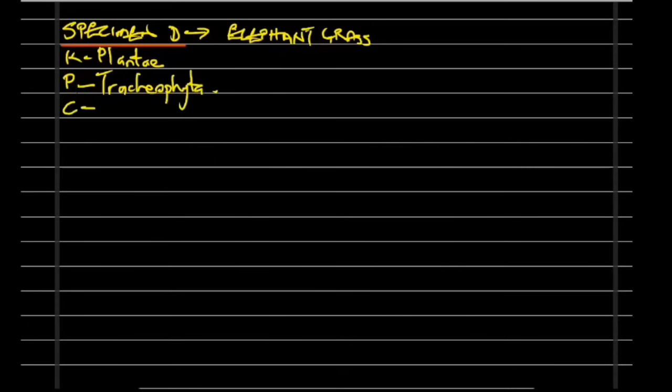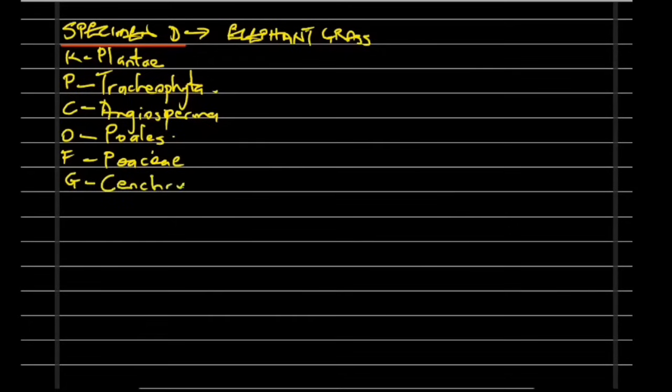We have the class to be the Angiosperma. We have the order to be Poales. We have the family to be the Poaceae. We have the genus. I'll talk about two different naming systems here. We have Cenchrus. Let me put that here. For Cenchrus, we have purpureus.